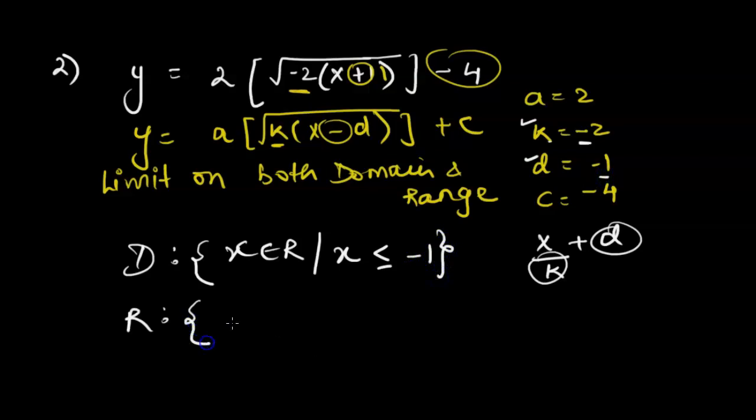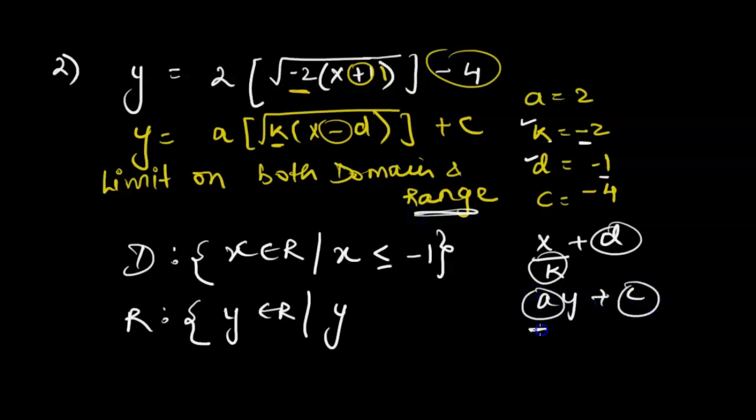For range, we put in y ∈ R, where y is also going to have limits. Y is affected by a and c. A decides the sign. A is positive, so we put a greater than or equal to sign, and c is the value that we put here. This is how we write the domain and range.